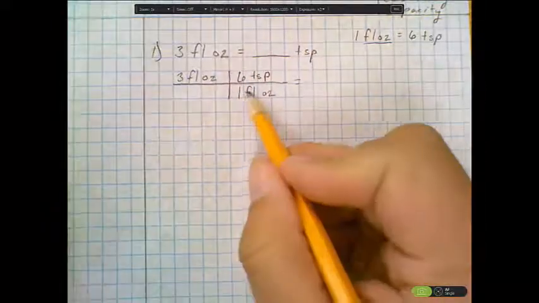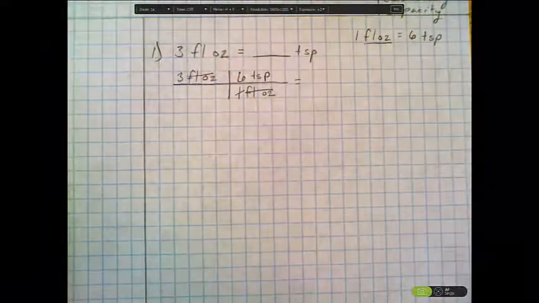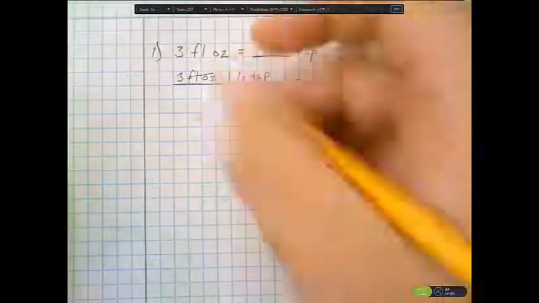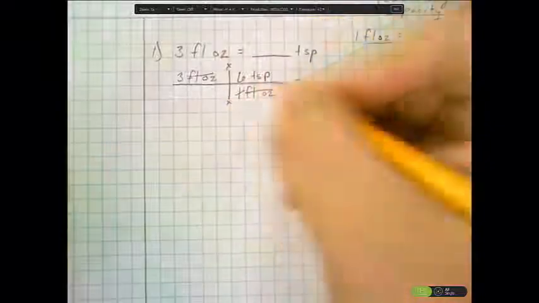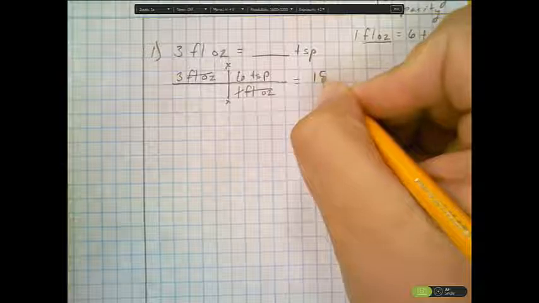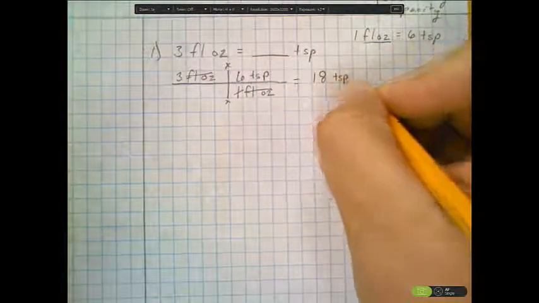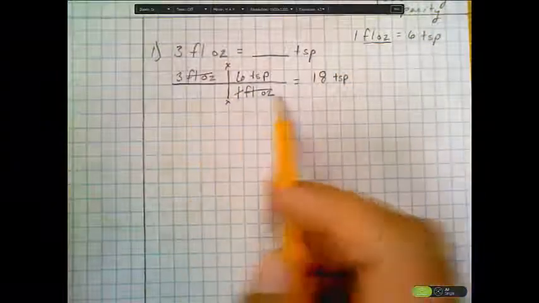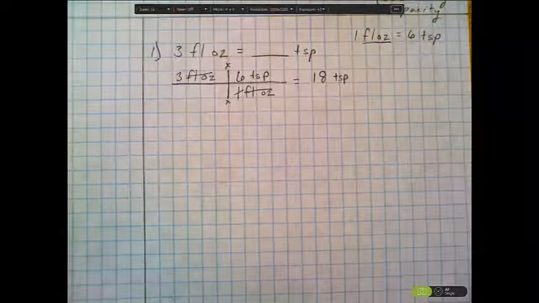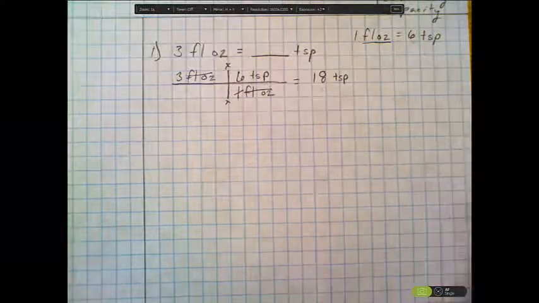Now we cancel units. We can cancel fluid ounces and fluid ounces. We can also cancel the 1 out because anything multiplied by 1 is going to be itself. And we multiply across the top, multiply across the bottom if we need to. So we have 3 times 6 is 18. We have teaspoons left on the top, and then underneath, well, everything's been canceled out, so we don't have to calculate that. So 3 fluid ounces is equal to 18 teaspoons.